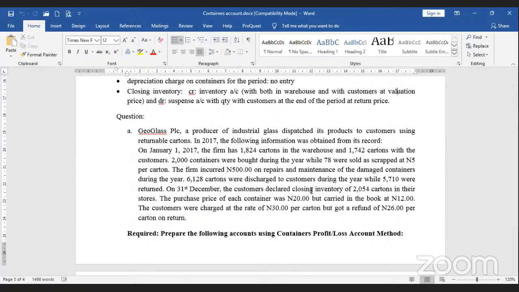The purchase price of each container was 20 naira, but carried in the book at 12 naira. The customers were charged at the rate of 30 naira per carton, but got a refund of 26 naira per carton on return. Okay. In this place, you are going to answer some questions. What is the purchase price?